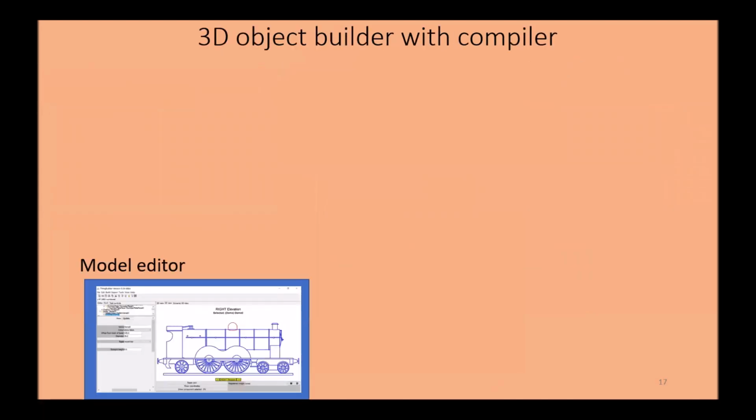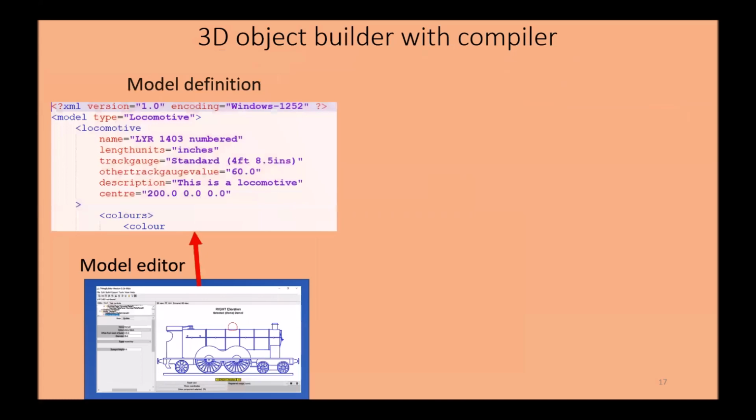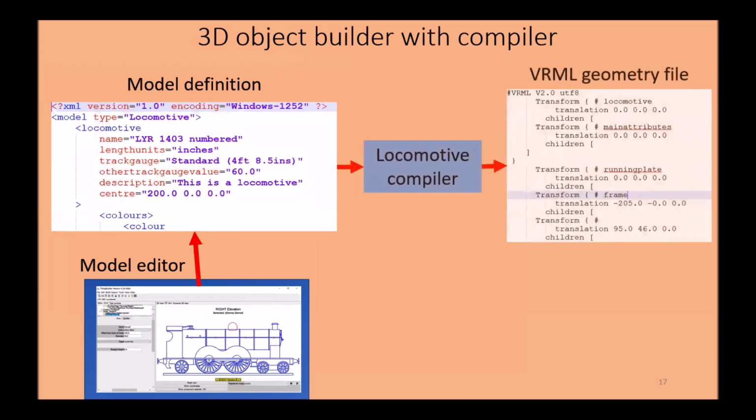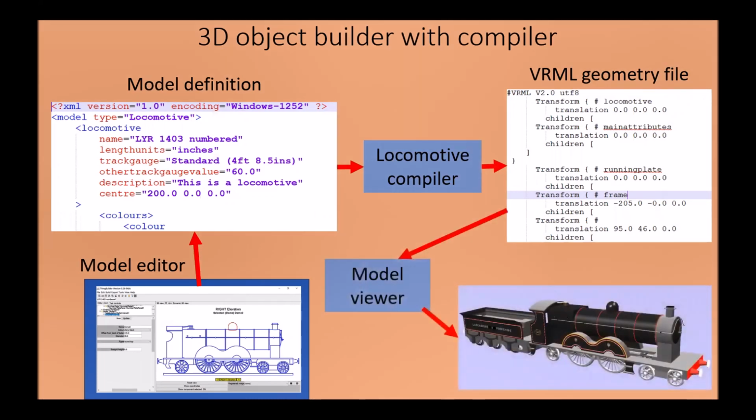We have created model builders that incorporate editors and compilers. We use the editor to create model definitions. This is a fragment of a definition for a steam locomotive. The definition is compiled into geometry, which is stored in VRML files that a 3D viewer can understand. The viewer reads the VRML file and displays the model in 3D.